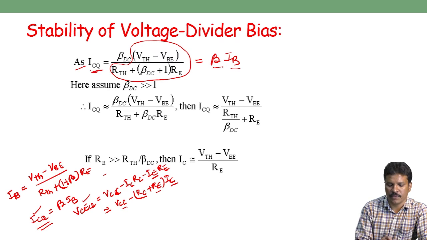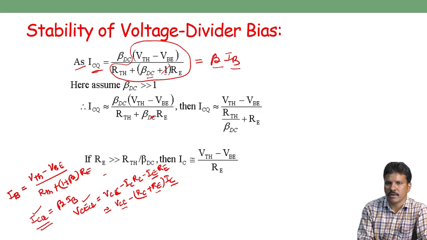You will get ICQ. If you analyze this equation, when we compare with 1, beta is so large, far greater than 1, so we neglect the 1. When 1 is neglected, we get ICQ approximately equal to beta times (VTH minus VBE) divided by (RTH plus beta DC RE).